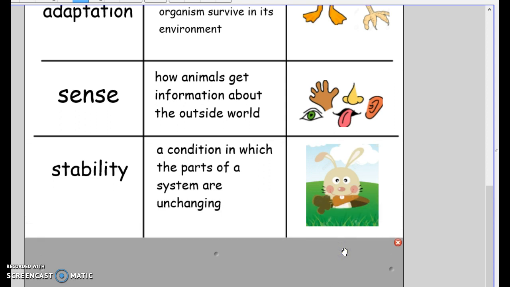And the last word is stability. In the reader, there's one more word change, but I skipped that one. So the word stability, a condition in which the parts of a system are unchanging.